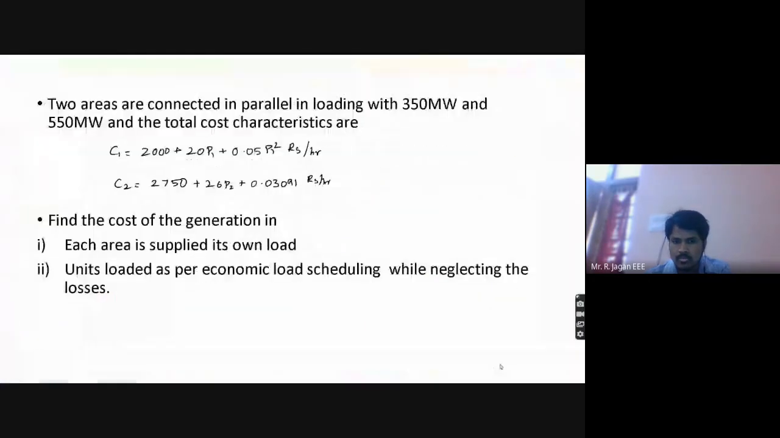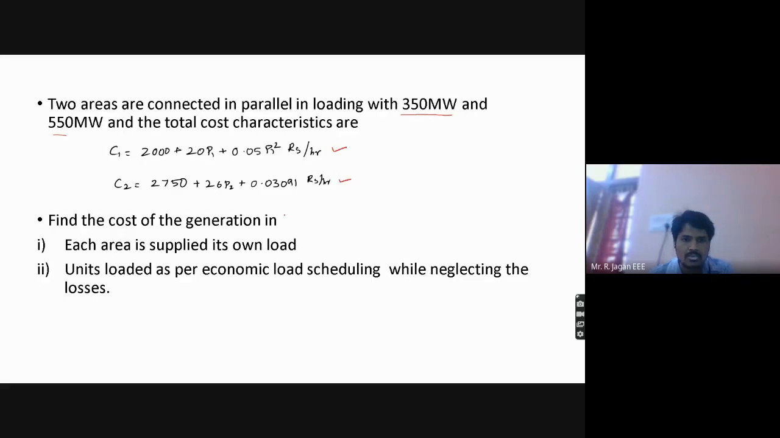So one more problem we are having. You can take this problem. Two areas are connected in parallel. Two areas means load areas. Parallel loading with 350 megawatts and 550 megawatts, and total cost characteristics are given by C1 as well as C2.